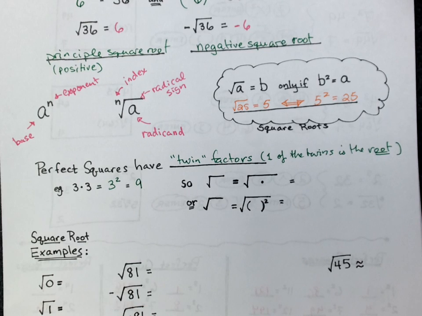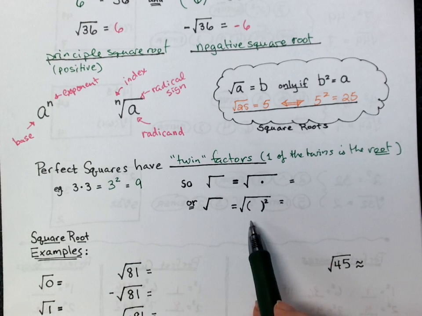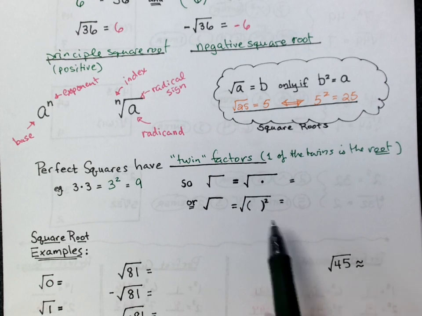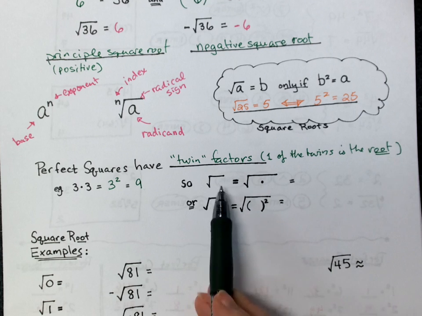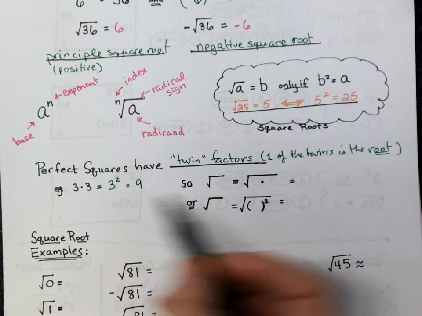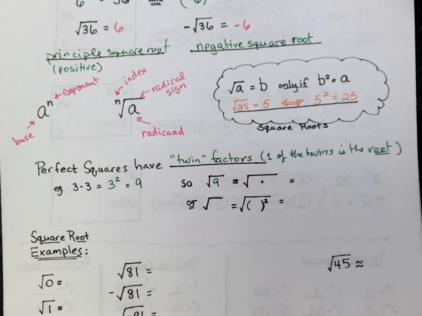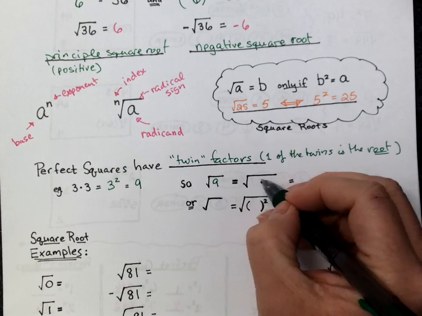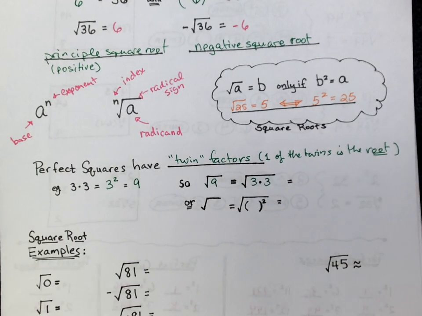Now reversing that process, and this is going to seem a little like overkill, but once we start putting in variables, this very principle I'm about to show is exactly what's going to allow you to simplify variables with ease. The idea is that if you have the square root of 9, that means 9 is a perfect square because it has twin factors.